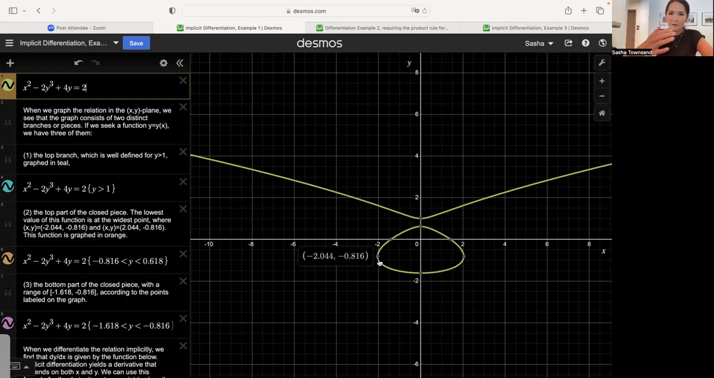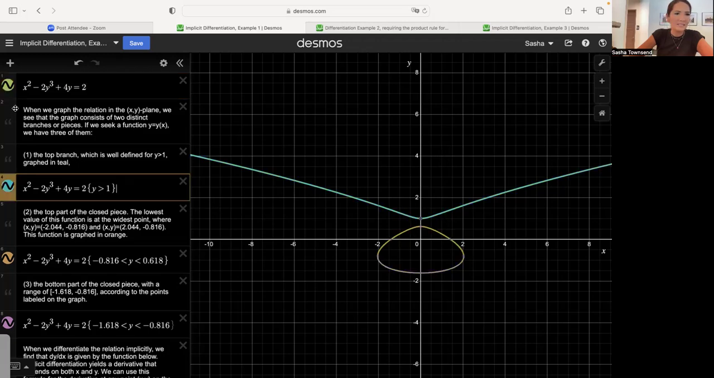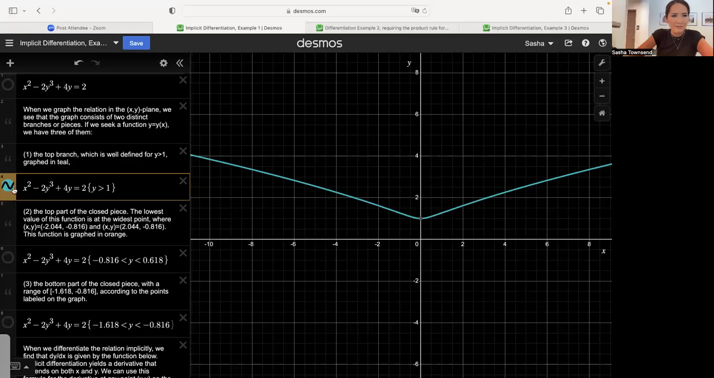Basically, I'm just looking for a part of the graph where the y values or the x values don't repeat. So we have 3 pieces, there's 2 pieces, but 3 functions. We've got one function where the y values go from 1 to infinity. So that's this right here. Just that top part. And then where we had the other y values.